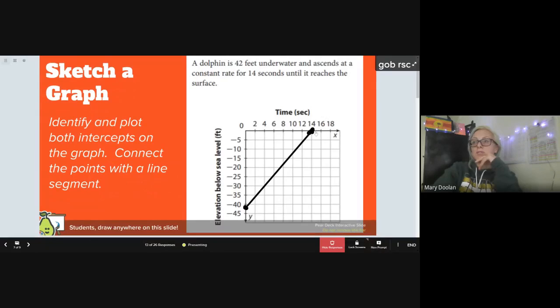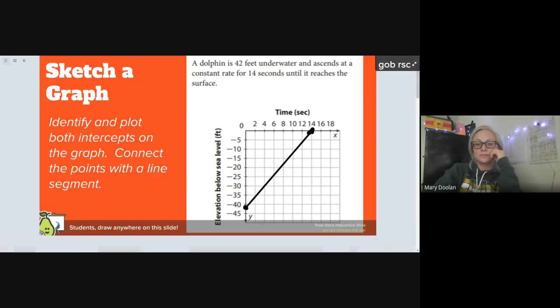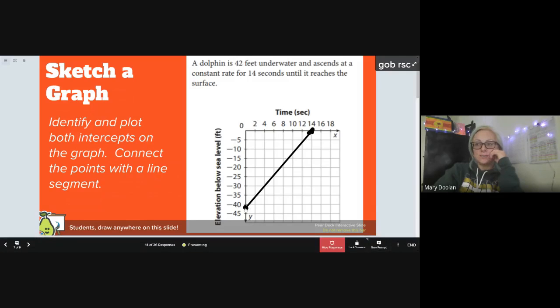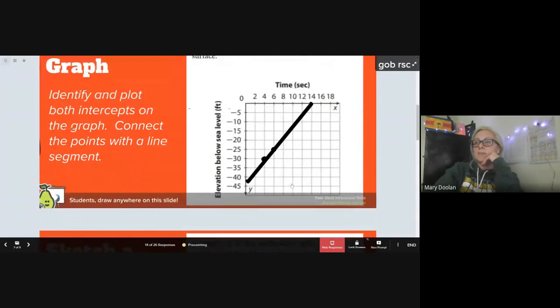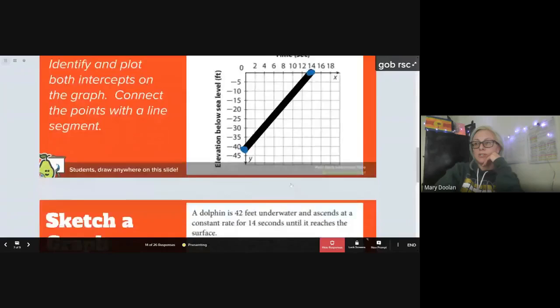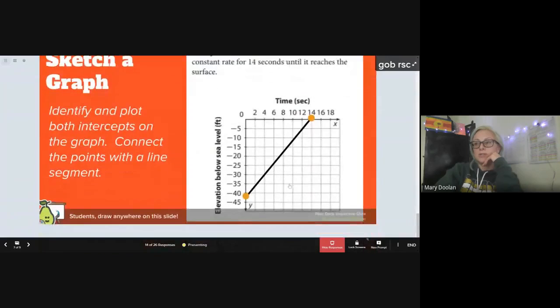So this person has it correct. The x-intercept is at 14. It is the point 14, 0. And the y-intercept is at -42. The ordered pair that represents this would be 0, -42. And so that one's good, that one's good, that one's good, that one's good.